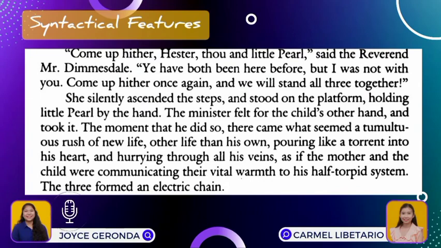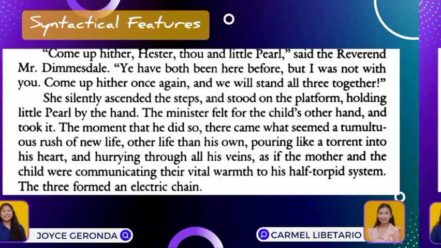Okay, let's look at the text again. We can see that the usual structural types of the sentences here in this passage are compound and complex. Notice that there is only one simple sentence, sentence 7. It says here, the three form an electric chain. Moreover, this passage also contains the 4 functional types of the sentence. The declarative sentence is evident here as in sentence 5. The minister felt for the child's other hand and took it.